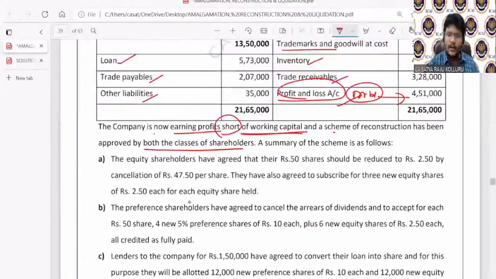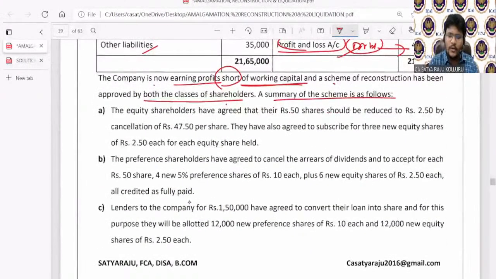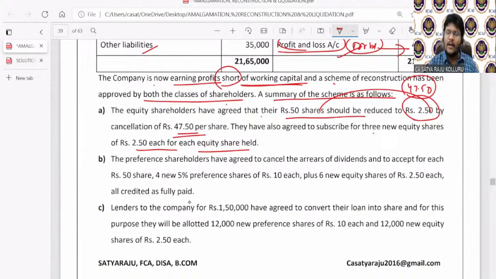That is approved by both classes of shareholders. So after approval of shareholders, it should be approved by the court, no doubt about it. A summary of the scheme is as follows. The equity shareholders have agreed that their 50 rupees share should be reduced to 2.50 each, so 47.50 per share they are ready to forgo. Okay, it is clearly given. They have also agreed to subscribe for 3 new equity shares of 2.50 each for each equity share held. They are ready to sacrifice 47.50 per share, and they are also subscribing the additional shares.